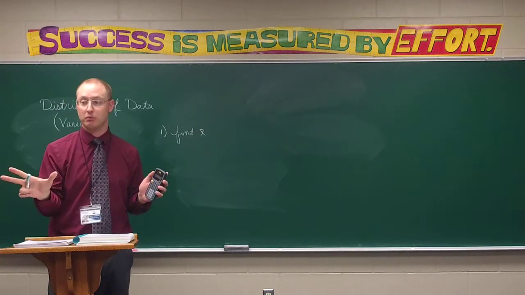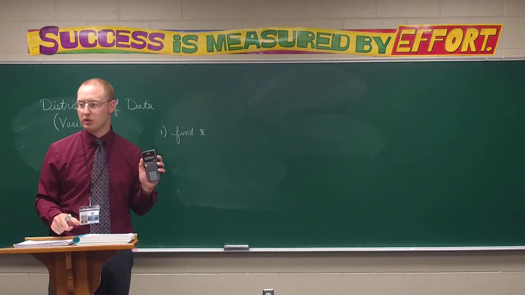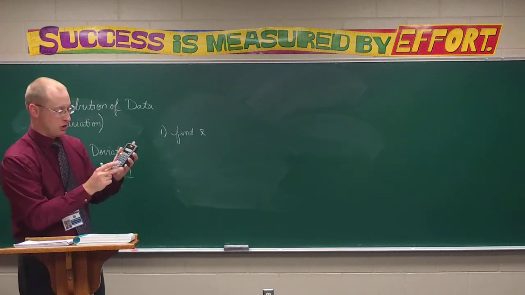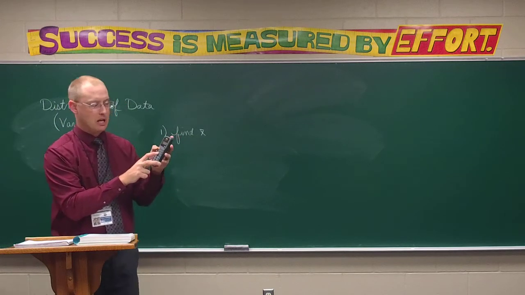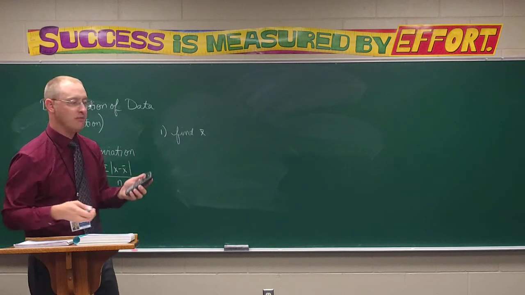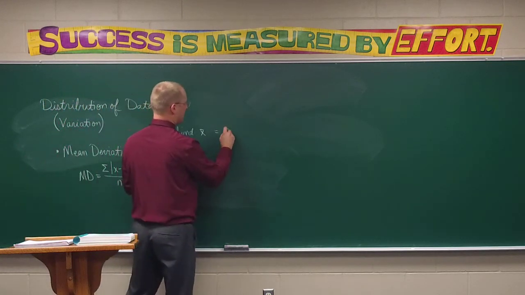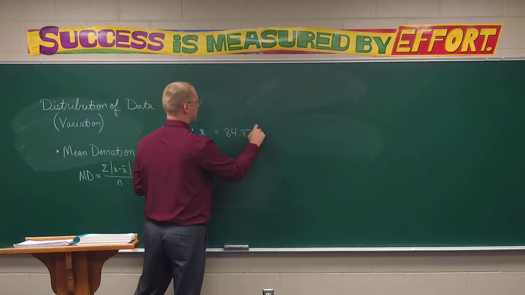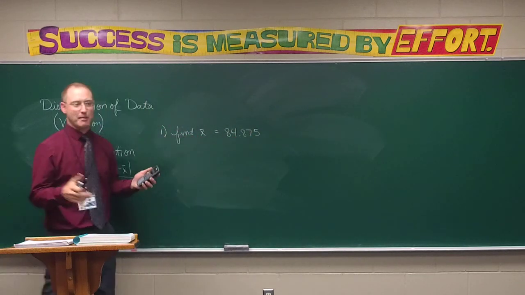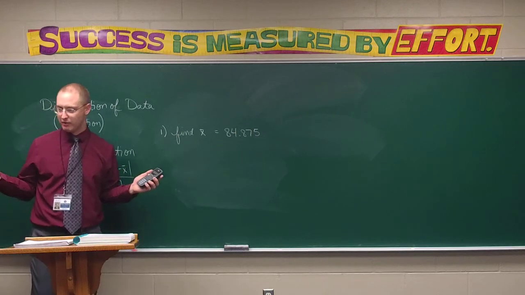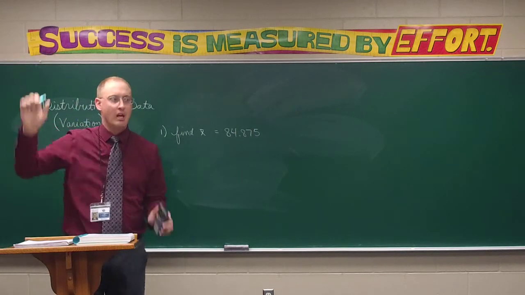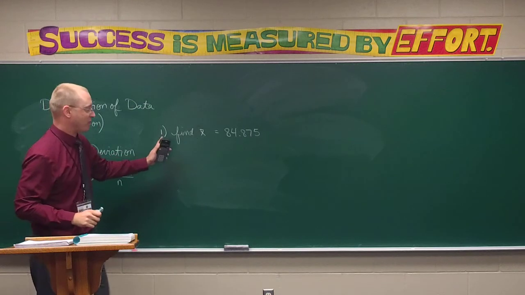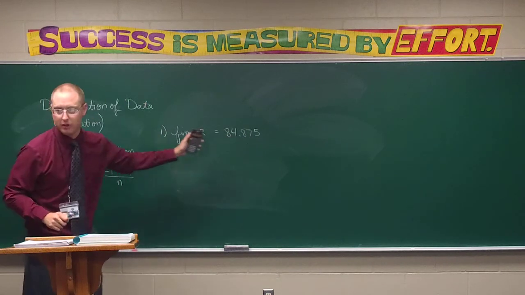You guys don't need to. Your calculator already knows the average. You just have to tell it to show it to you. See above the x squared, I pointed this out yesterday, there's that x bar. If you hit second function x bar, it'll give you the average. X bar is 84.875. Now, that's the same thing that the other people had who just added and divided by 8, but do we all have 84.875? That is the average of all the values.